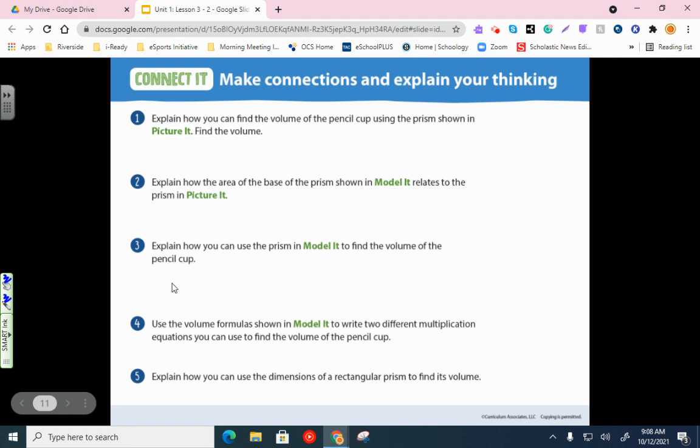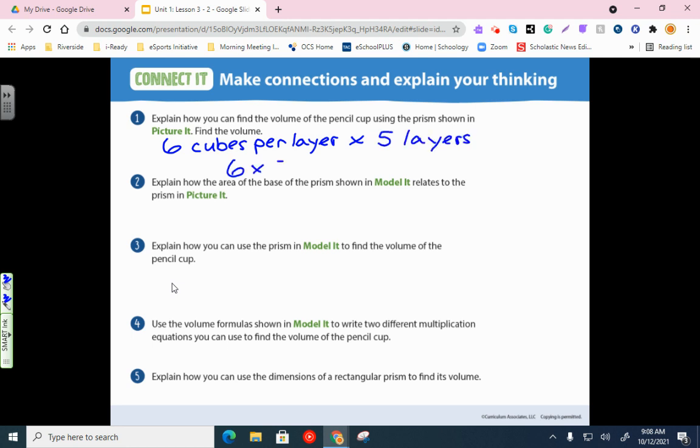All right, let's look at some notes here on page 39. Explain how you find the volume of the pencil cup using the prism shown and picture it. We have 6 cubes per layer. And we had 5 layers. So that means 6 times 5 equals 30. And we want cubic inches. I'm going to stay consistent with that.